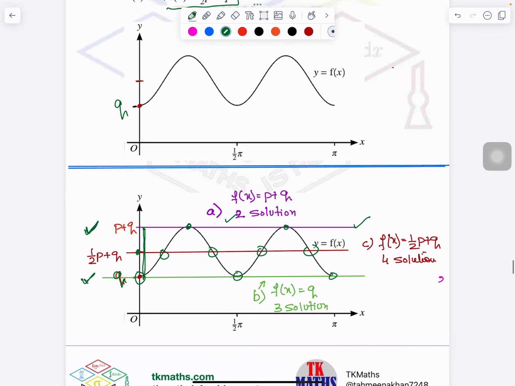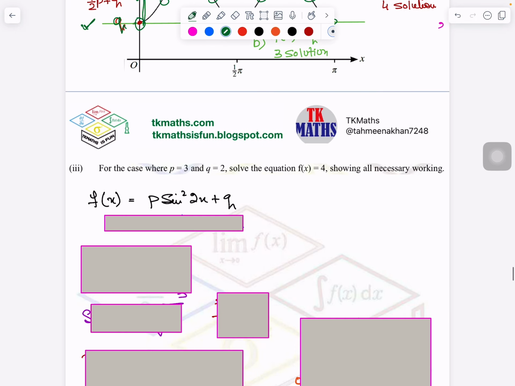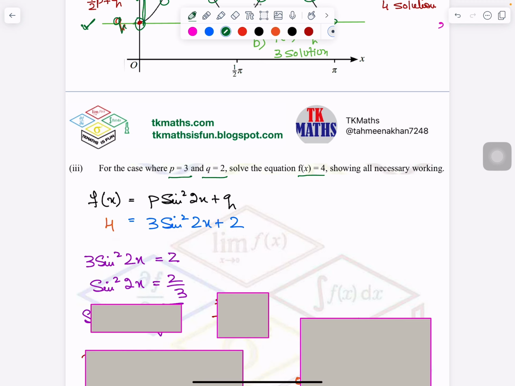So I hope you understood part 2 clearly. And now let's see part 3. Part 3 is saying if you have p = 3, q = 2 and the function equals 4, then solve it showing working. So I am substituting the values which are given to us in the question first of all, and then solving it using the concept of solving trigonometric equations. So what we will do, 4 minus 2 is 2. So 3 sine square x equals 2.